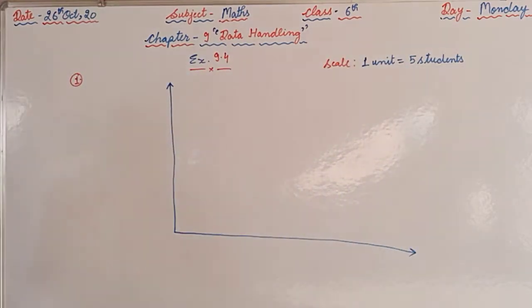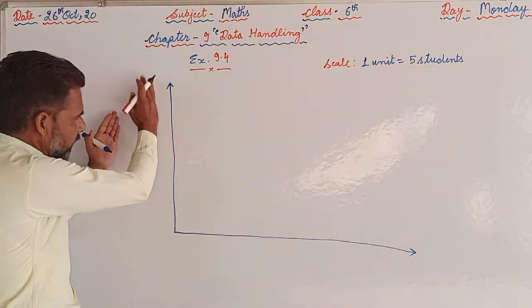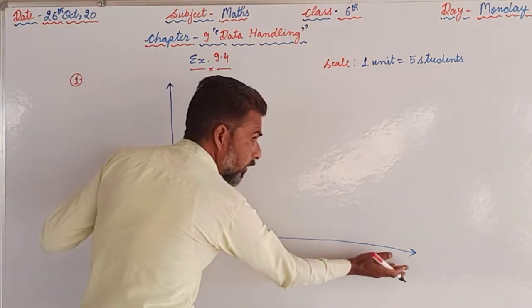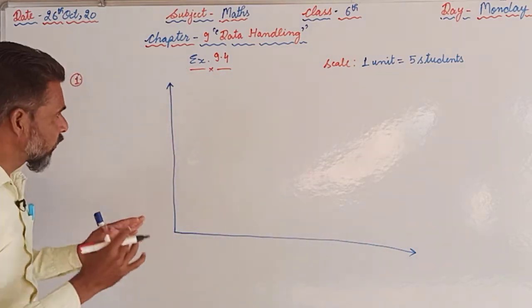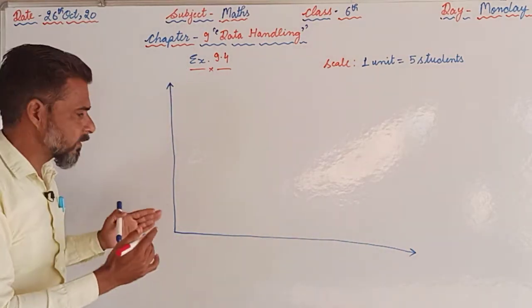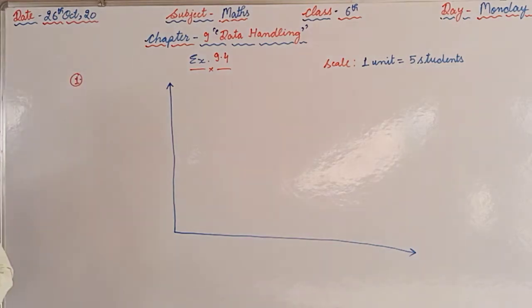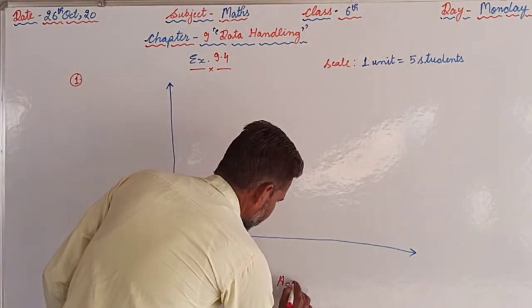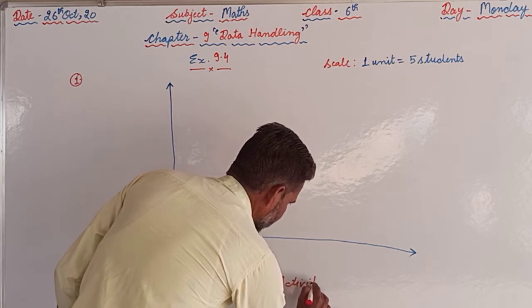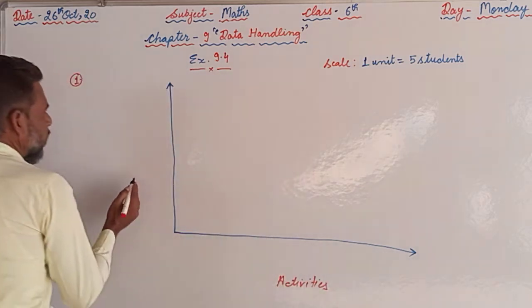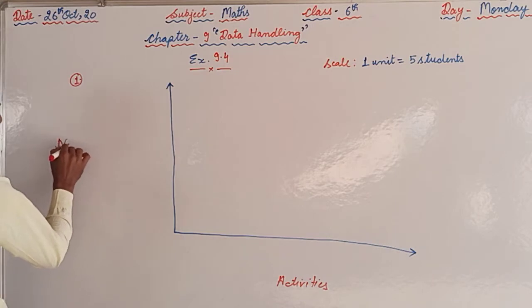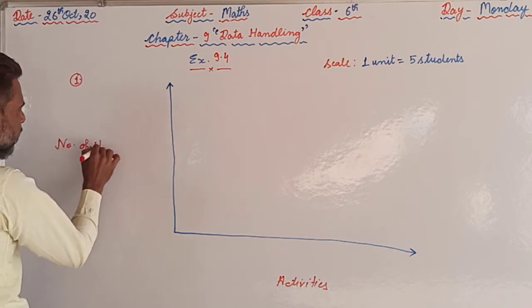So now we have to select on which line, or which axis, we are supposed to take the activities or the number of students. Here two lines are there, this is the vertical line, this is the horizontal line. So in this question on the horizontal line we will take the activities, and on the vertical line we will take the number of students.